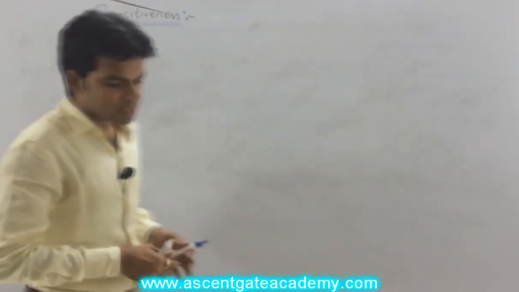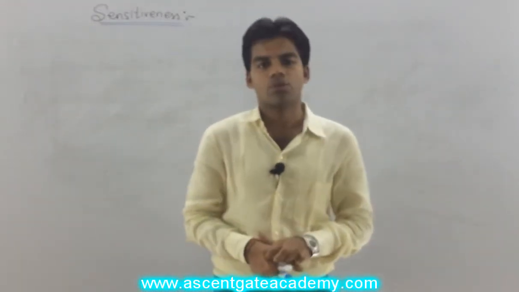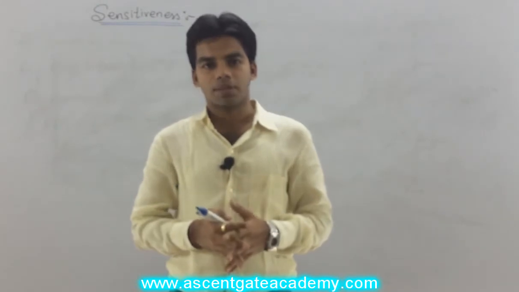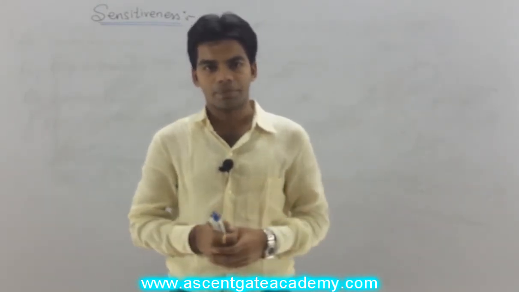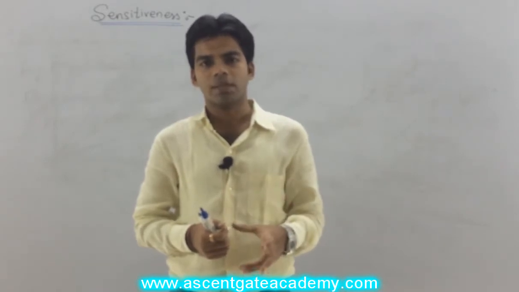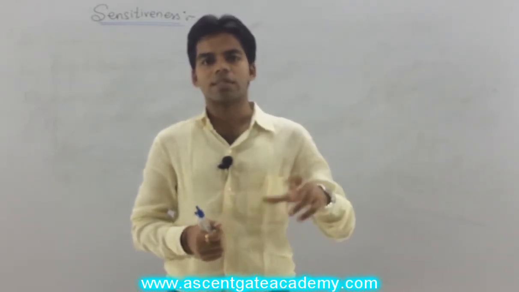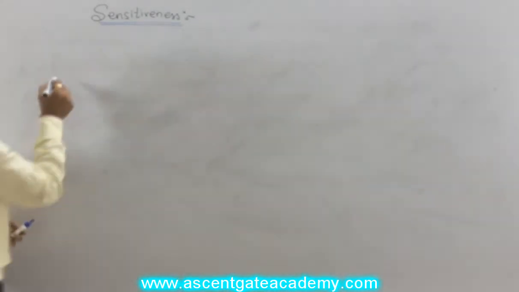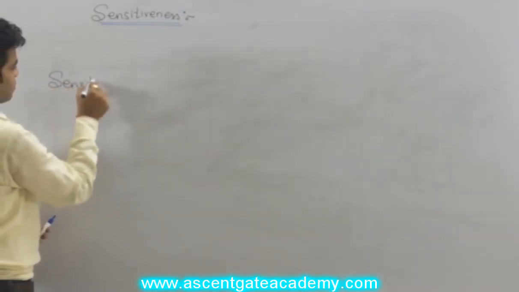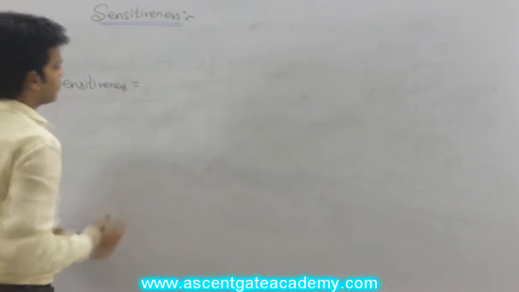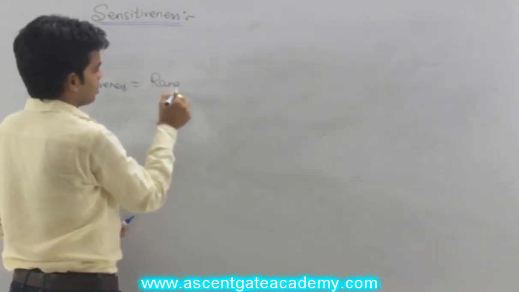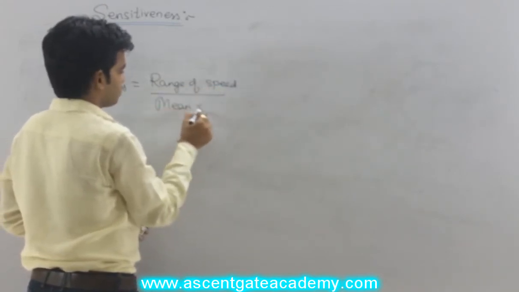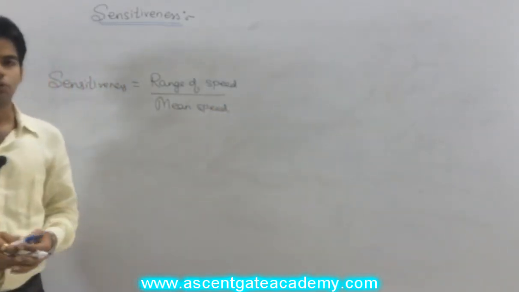Now, what is sensitiveness? When do we call that the governor is sensitive? If for a small change in speed the governor is responding rapidly, that means if for a small change in speed the governor rises or falls rapidly, then we can say that the governor is sensitive. This sensitiveness can also be defined as the ratio of range of speed to mean speed.